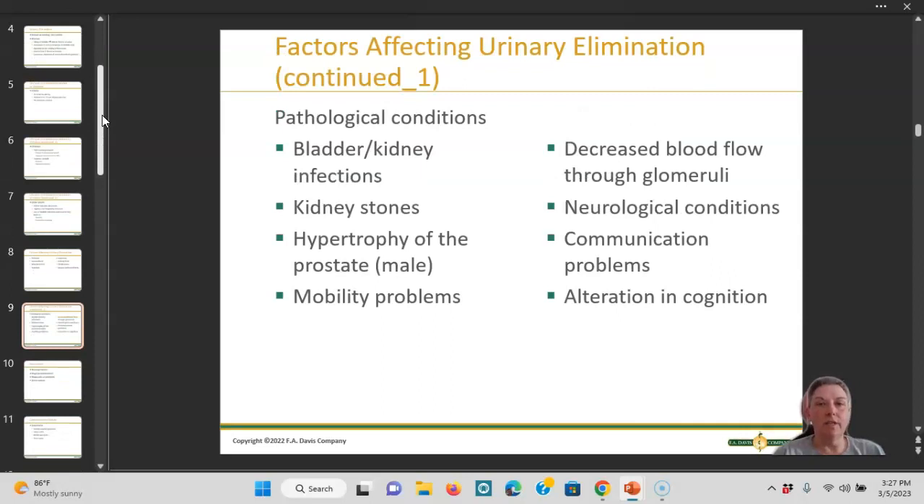Some pathological conditions with urinary elimination: bladder and kidney infections, kidney stones. What's another name for kidney stone? Stone usually ends in lysis. Okay. Hypertrophy of the prostate. TURP, transurethral resection of the prostate.